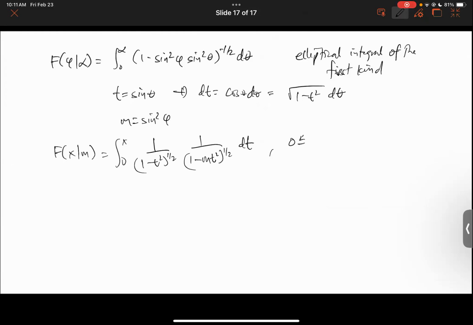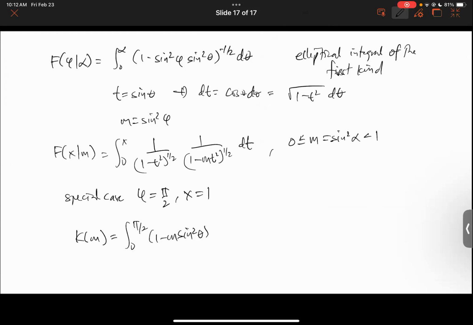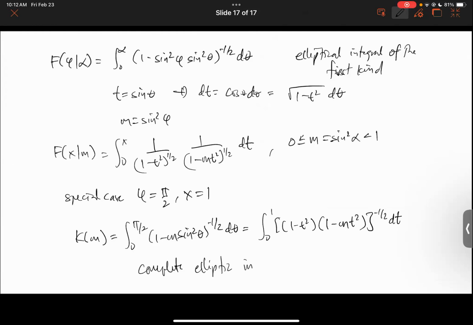Okay, here m is equal to sine squared alpha, di ba? It's between 0 and 1, including 0. For the special case na kung saan phi is equal to pi over 2, which means na x equals 1, we write it as K of m, integrated from 0 to pi over 2 ng 1 over 1 minus m sine squared theta to the -1/2 d theta, or 0 to 1 ng 1 minus t squared, 1 minus mt squared, to the -1/2 dt. So this is called the complete elliptic integral of the first kind.